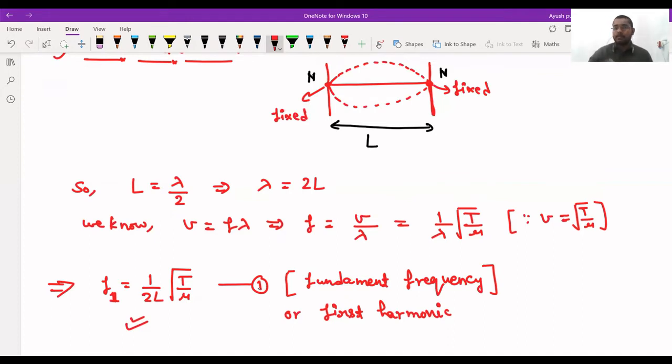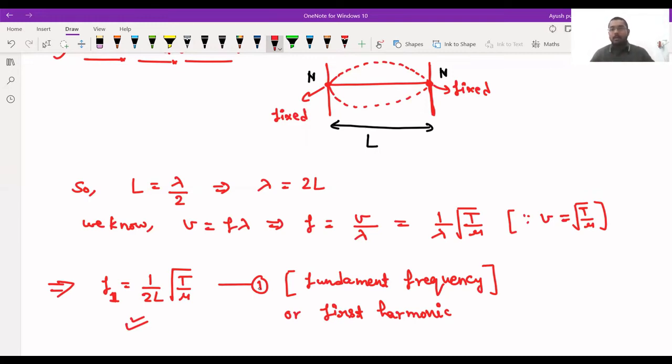This is a terminology, so you have to remember it. And there is a logic behind this terminology. Why am I calling this first? You will understand a little later why I am calling this the first harmonic. For now, the string is vibrating, or the standing wave is vibrating, with this frequency 1 upon 2L root T upon mu. And this is the minimum possible frequency by which a standing wave can be formed on a string.